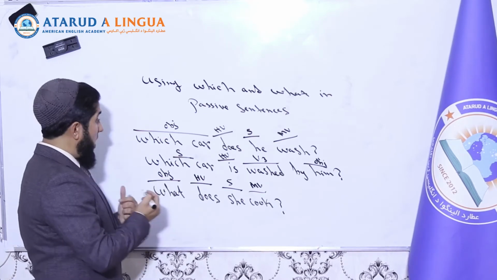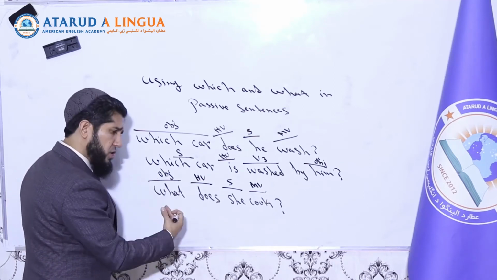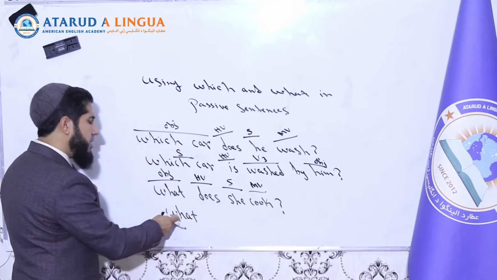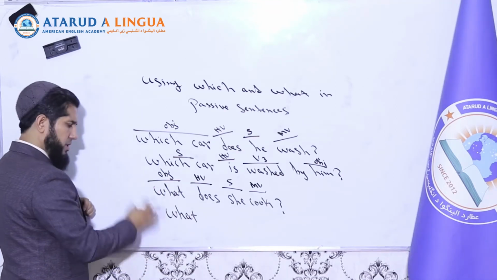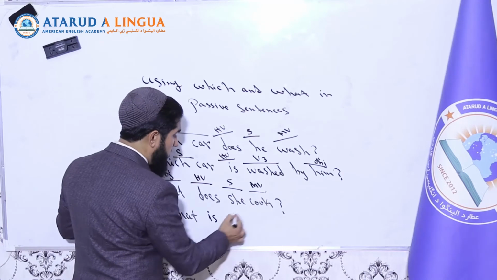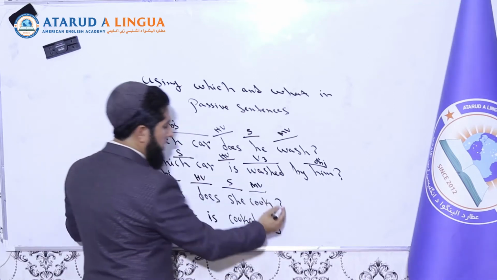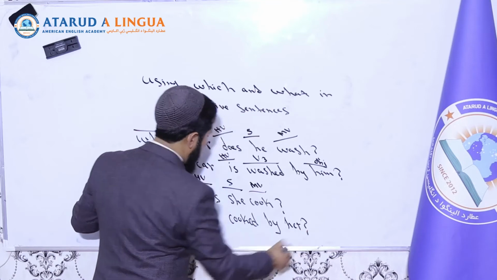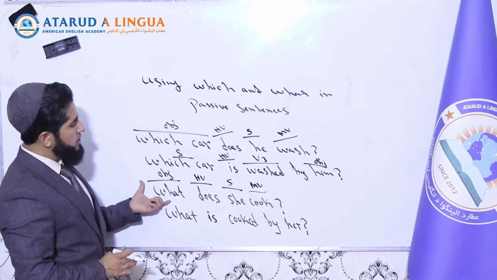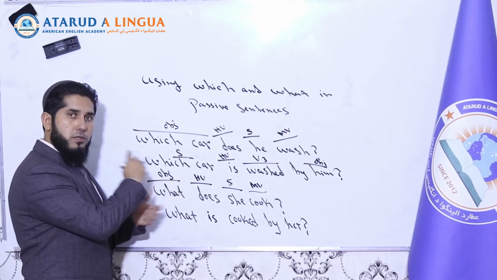Okay? So now, what does she cook? Now, it is the object over here. It is still used in the same position in our passive sentence, at the beginning, what. But keep in mind that in our passive sentence, it functions as a subject, not as an object. So instead of does, we use the to be verb is. What is? And the verb is changed to third form, cooked. And the subject of our active sentence becomes the object of the preposition, by her. Okay? So what does she cook? And what is cooked by her? This is how we change a sentence from active form to passive form if the WH question word what is used in it.